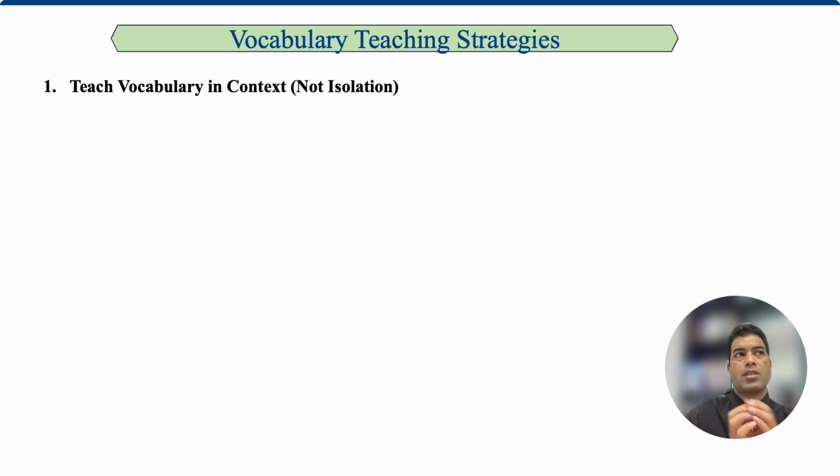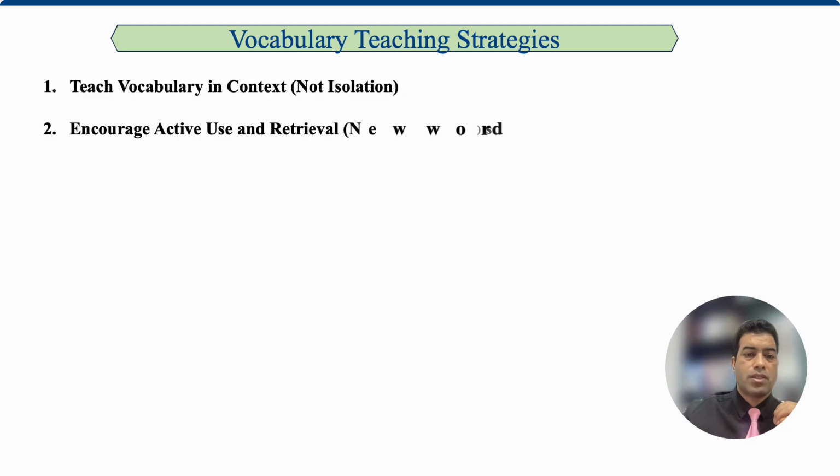I want to teach some vocabulary relevant to AI, so there should be an AI context. If I want to teach students about a festival, there should be a festival context. So first, context matters: in what context they are learning. Then encourage active use and retrieval of new words.